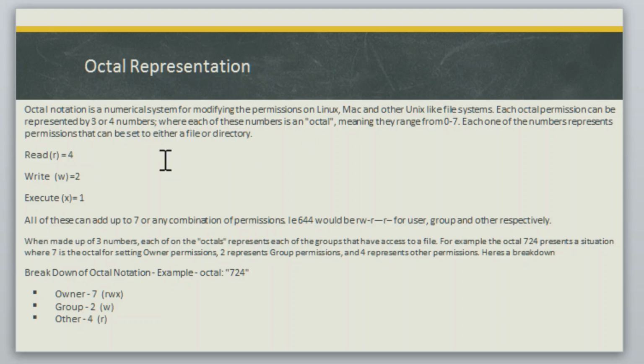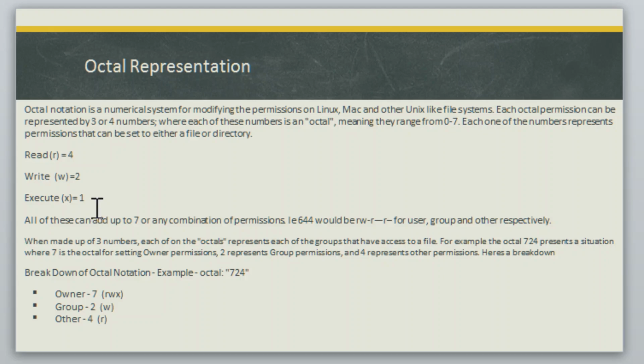So you guys, we're going to see here the octal representation for each one here. So read, or R, is equal to 4. Write, or W, is equal to 2. And execute, or X, is equal to 1. Okay. Now, if we add all of these up, we get 7. And we can use any combination of these octals to represent certain permissions.